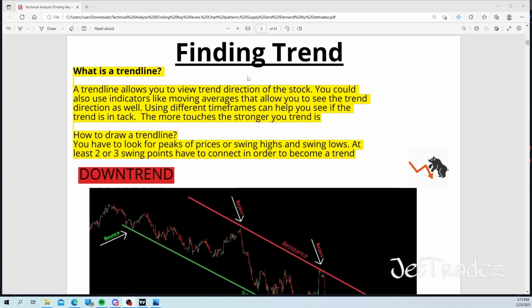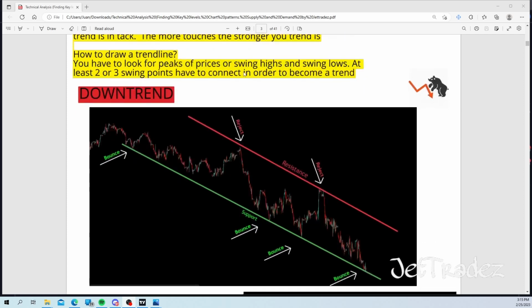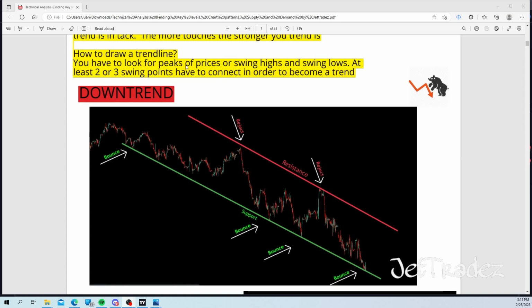So basically, what is a trend line? A trend line allows you to view the trend direction of the stock. It's either going up or down. People use indicators also. You could use a 9 EMA, 21 EMA, but those are lagging, and you do want to see just by visual, with no EMAs, no indicators, how it is going up or down. Just super simple.